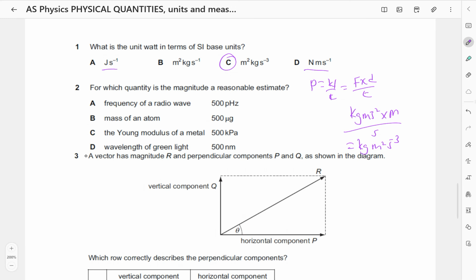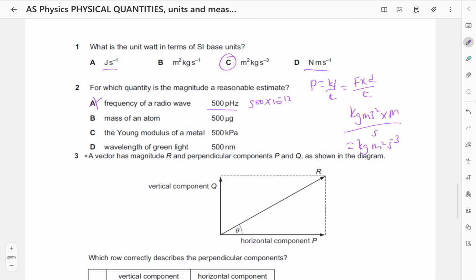Frequency of a radio wave, 500 picohertz. 500 pico is 500 times 10 power negative 12. That is a very small frequency for electromagnetic waves. So that is out because a radio wave is electromagnetic.